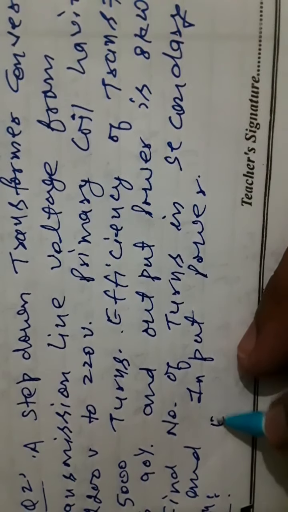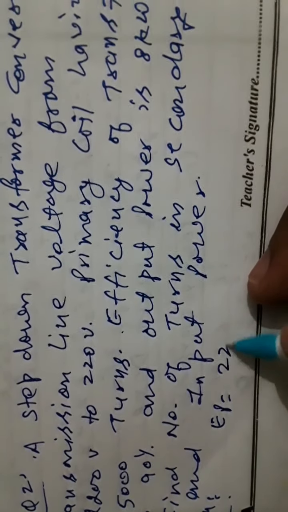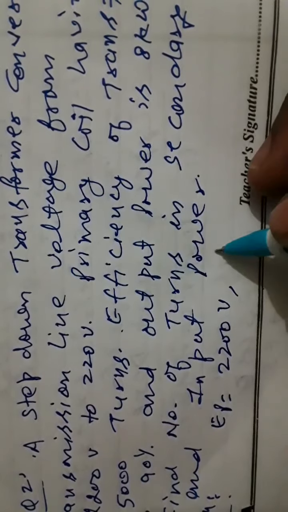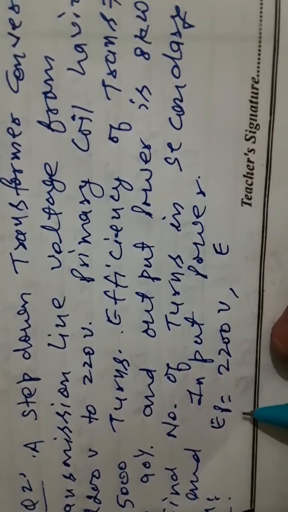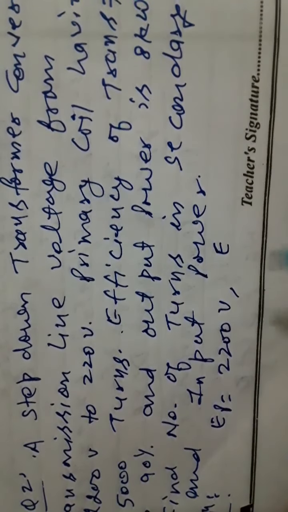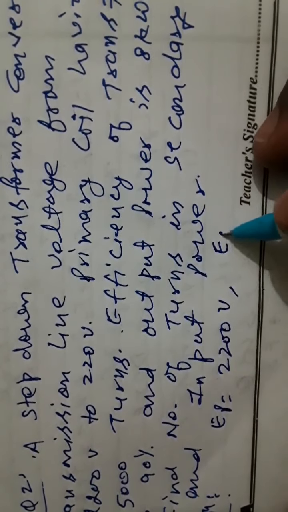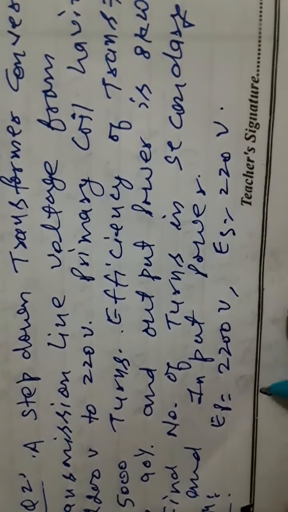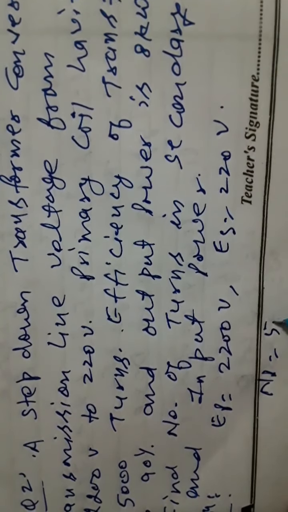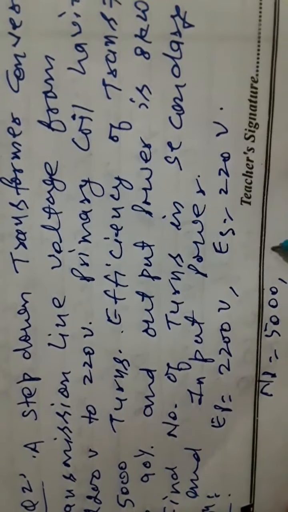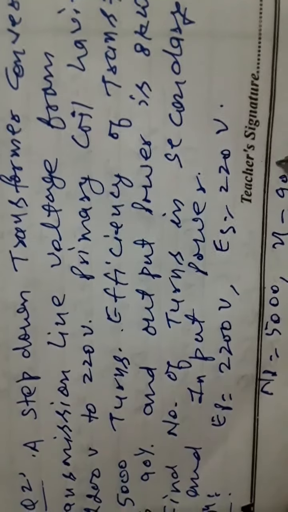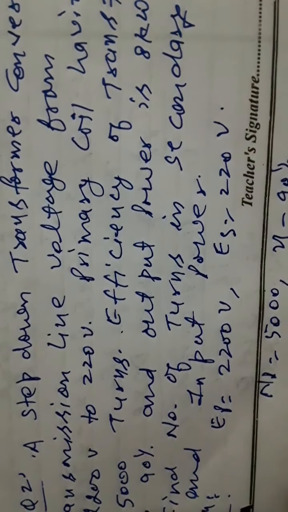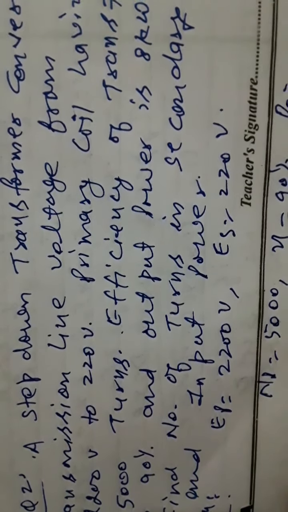It is given to us: input voltage is 2200 volt, output voltage is 220 volt. Number of turns in the primary NP is 5000. Efficiency is given 90%. Output power is 8 kilowatt.